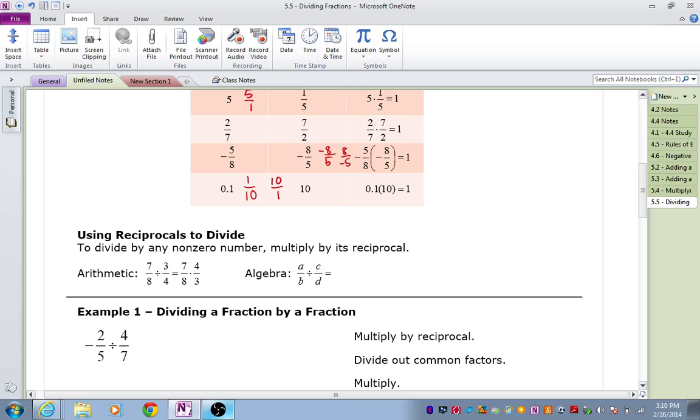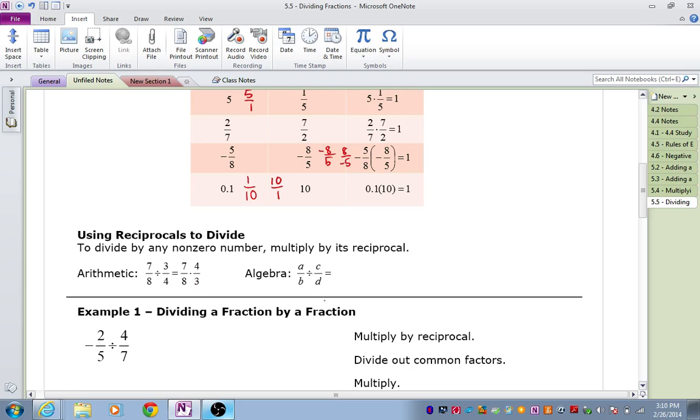So an example, 7 over 8 divided by 3 over 4. Your first number stays the same, 7 over 8. Our division changes to multiplication, and our 3/4, we take the reciprocal of it, and it becomes 4/3.